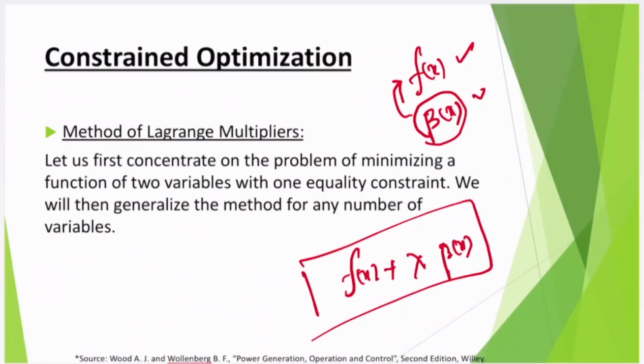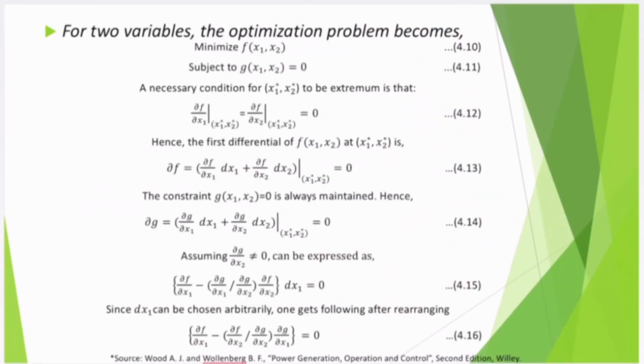Okay. So let us first concentrate on a problem of minimizing a function of two variables x1 and x2 with one equality constraint. We will then generalize the method for any number of variables. To understand, first two variables and one constraint. So what are those variables? x1 and x2. What am I supposed to do? I'm supposed to minimize a function f of x1 and x2 subject to the constraint g of x1, x2 equal to 0. Alright. So you have an objective function that needs to be minimized, and there is an equality constraint, where a mixture of x1, x2 relationship is equal to 0.